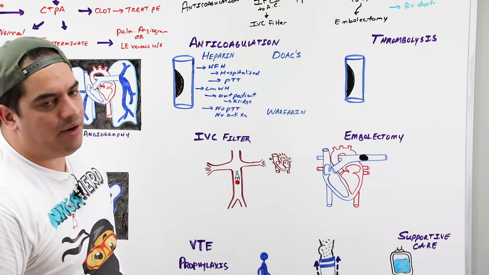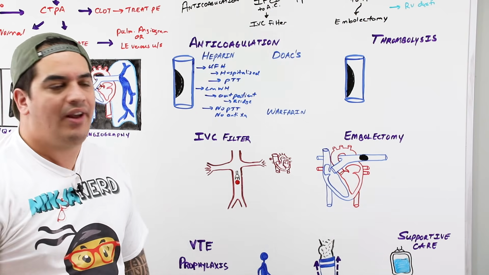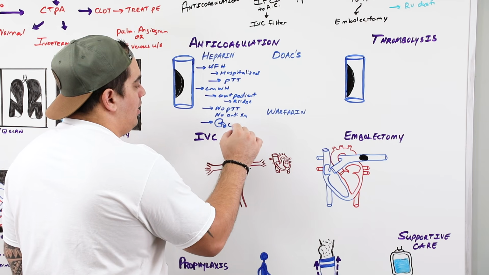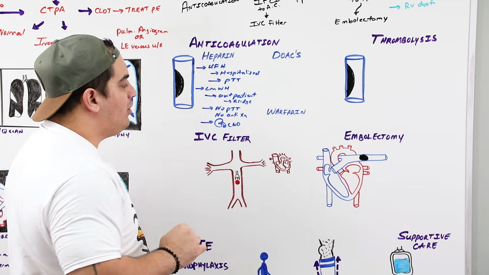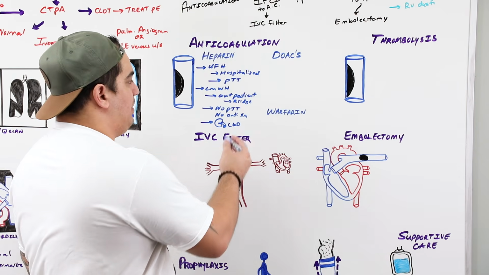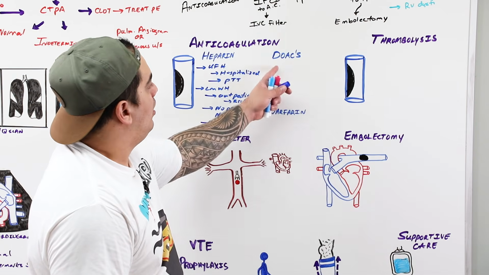The only thing to be wary of with this one is if someone has renal failure. If they have severe chronic kidney disease, you may have to either renally dose this medication or potentially opt for another medication. So just be cautious in that scenario.